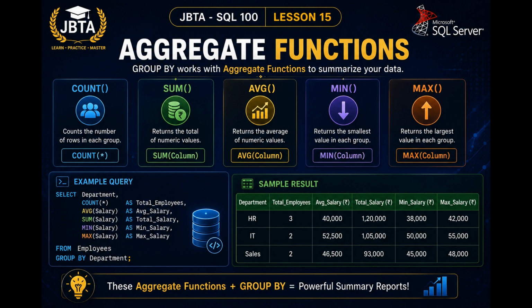For example, if we group employees by department, we can count the number of employees in each department. We can calculate the total salary paid by each department. We can also find the average salary as well as the highest and lowest salary for every department. Instead of writing separate queries for each department, SQL Server performs all these calculations automatically for every group. This makes Group By and aggregate functions a powerful combination for creating reports, dashboards, and business analysis. Once you understand how these functions work with Group By, you can answer many real-world business questions using a single SQL query.